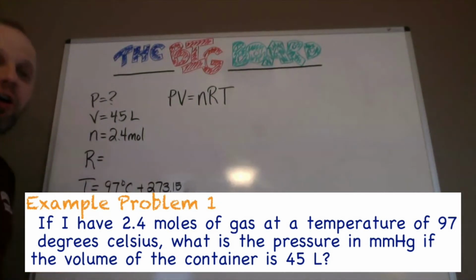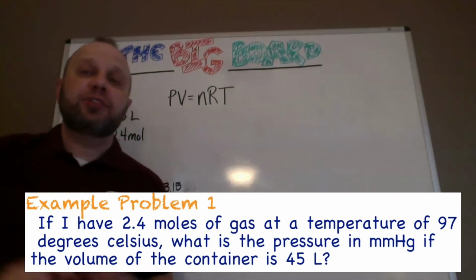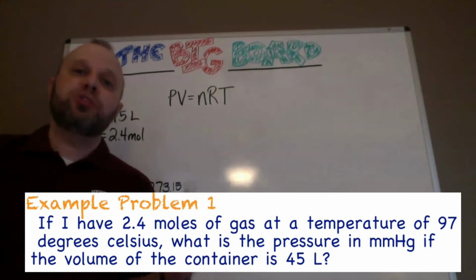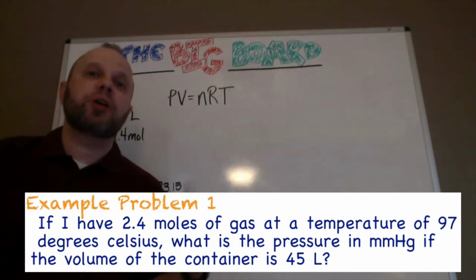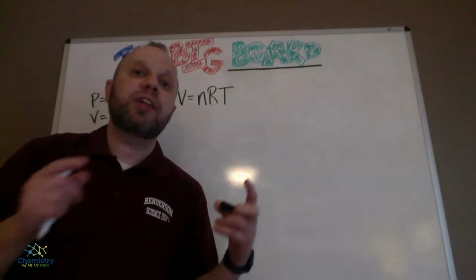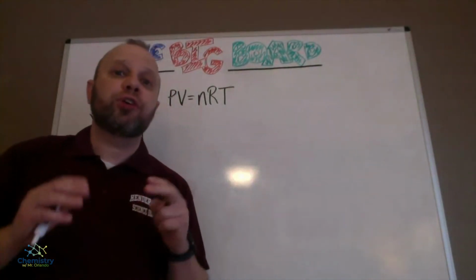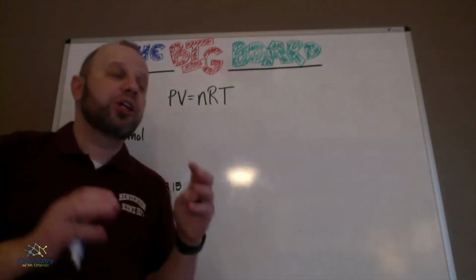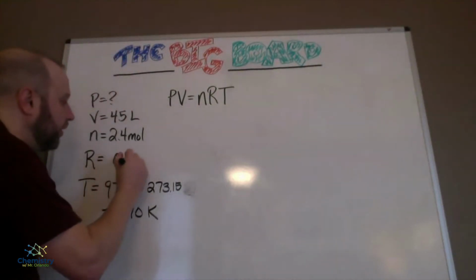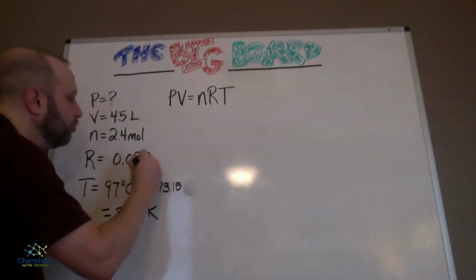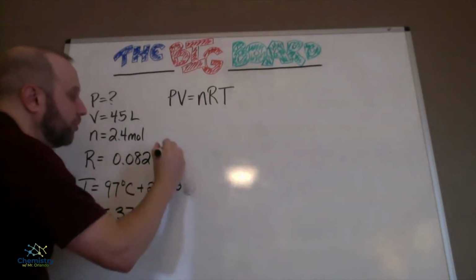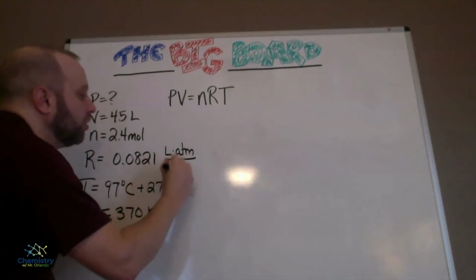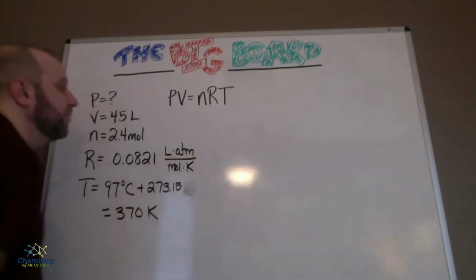Now, back to R. In the last segment, I told you about R and we went over what the units would be. But R is a constant, which means that it always has the same number and the same units. So I'm going to tell you that the number that you're going to use for R, every single time that you see an R in a problem, is 0.0821. And remember, the units for that are liters, atm, over moles times Kelvin.